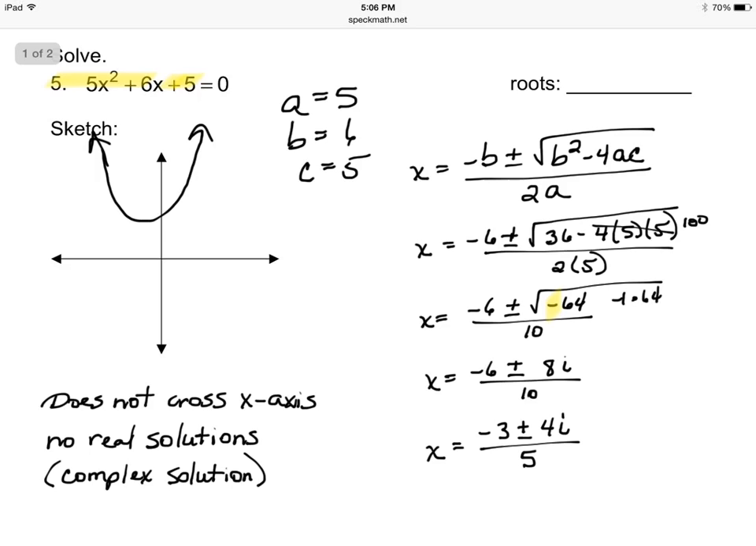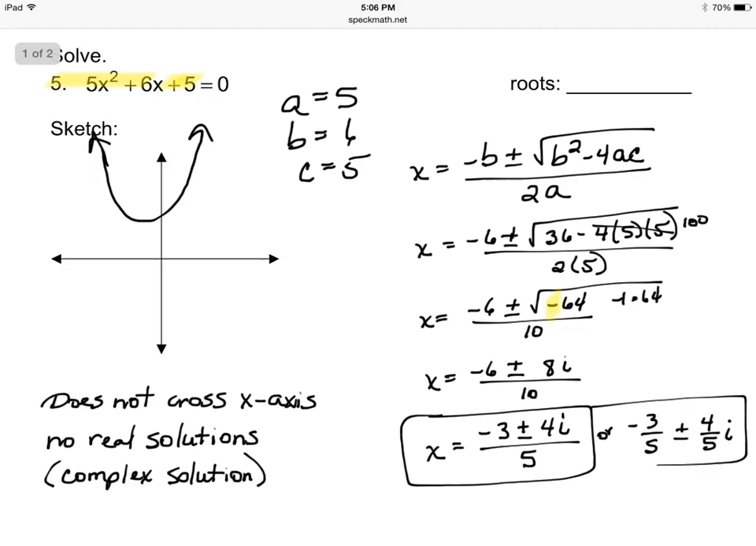You still need to reduce that fraction. And then that's going to be your final answer. And that's a complex answer. If you wrote it in the form of the complex number, it would be negative 3/5 plus or minus 4/5 i. So you can write these either way. Okay. The real part is always listed first. The complex part, or the imaginary part, is listed second.